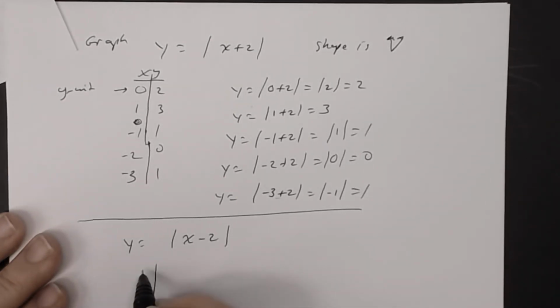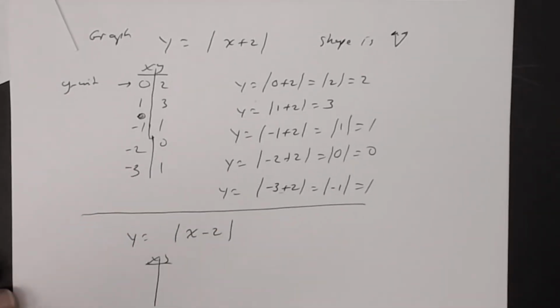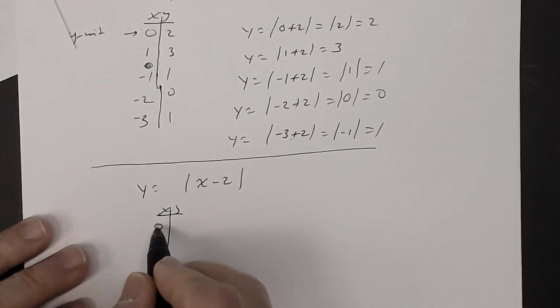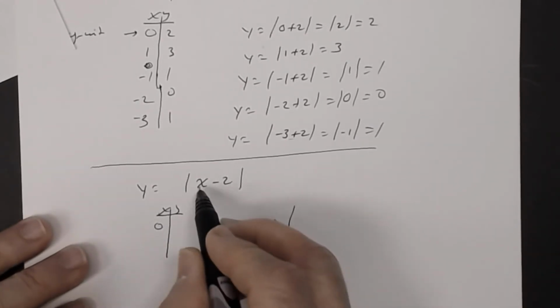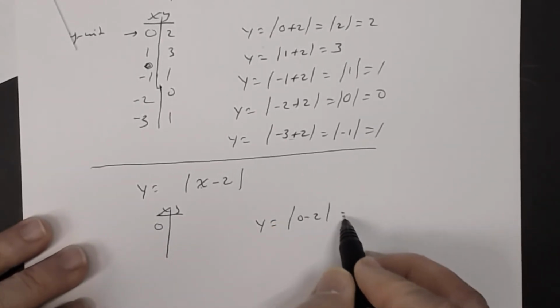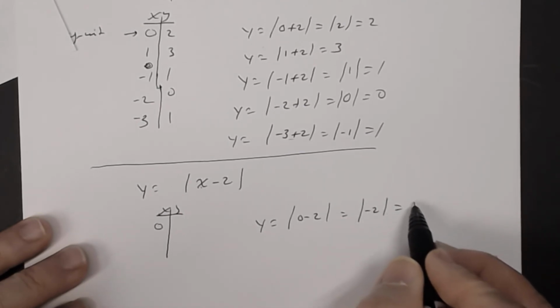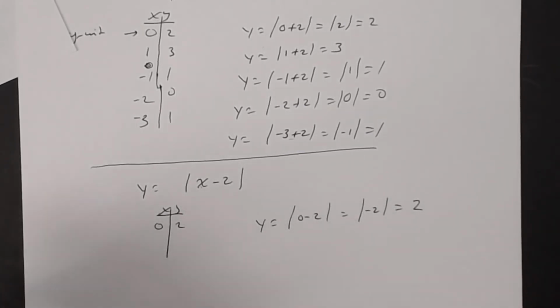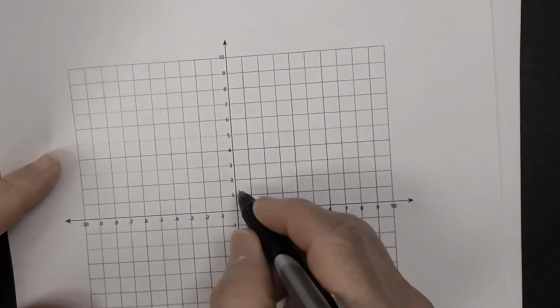So let's just continue doing it the same way we're doing it. If x is 0, I get y equals the absolute value of 0 minus 2, which is the absolute value of negative 2, which is a positive 2. So I'm going to plot the point 0, 2. Okay, so that's here.